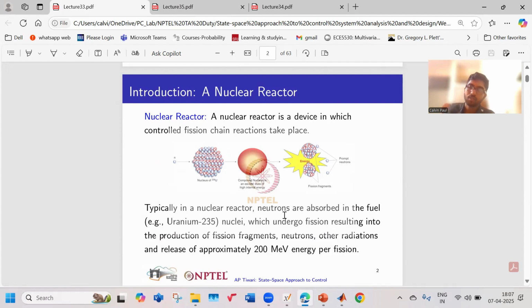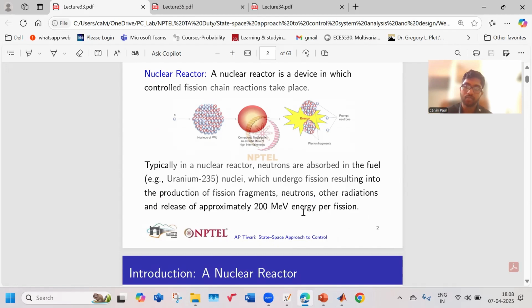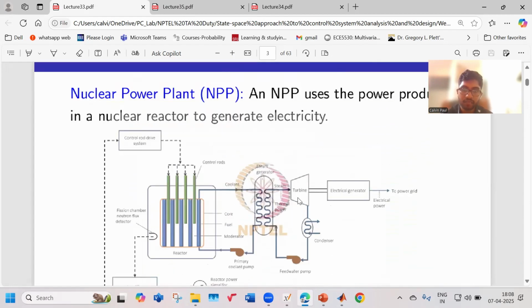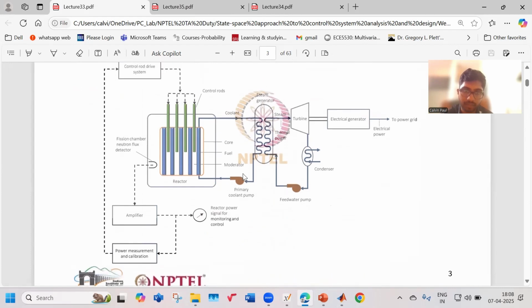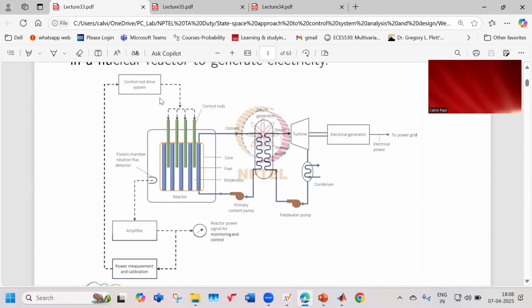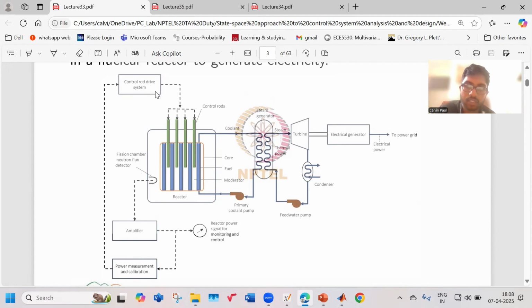Mostly uranium-235 nuclei are used for undergoing fission, and each fission releases approximately 200 mega electron volts of energy. Just for the number. This is the block diagram for the nuclear power plant. If you observe, this entire thing is your reactor, and these green things are your control rods. And you have a control rod system.